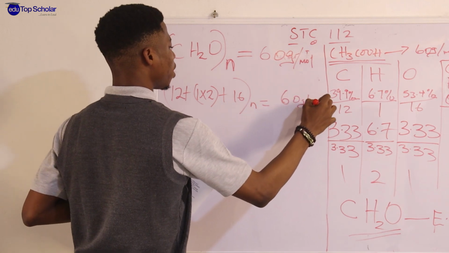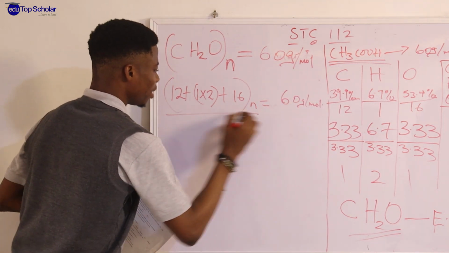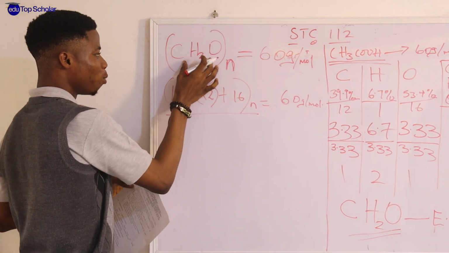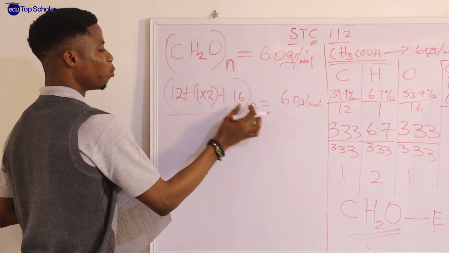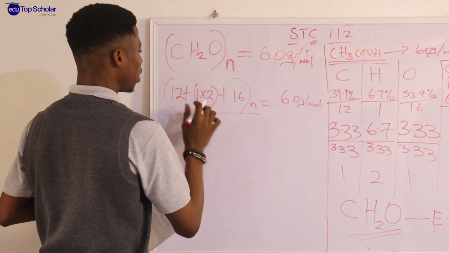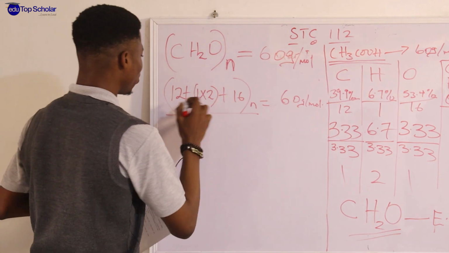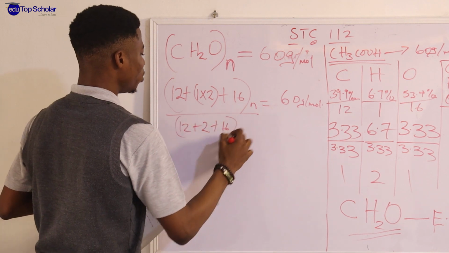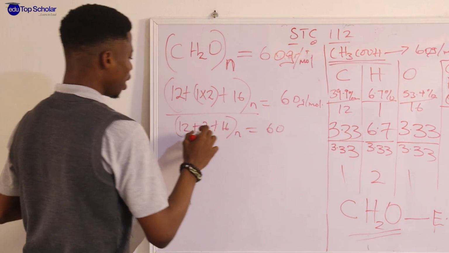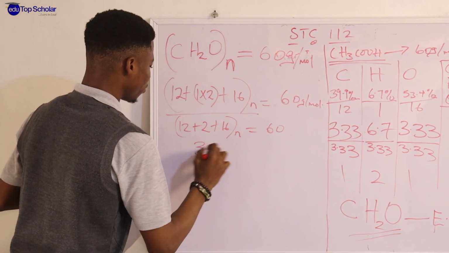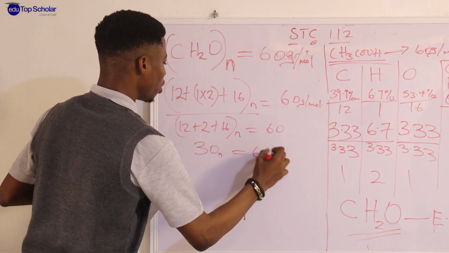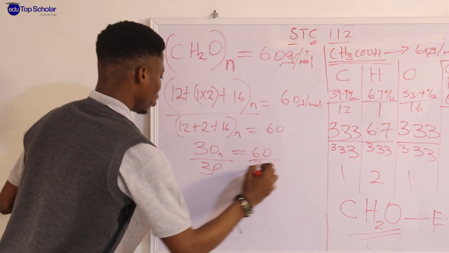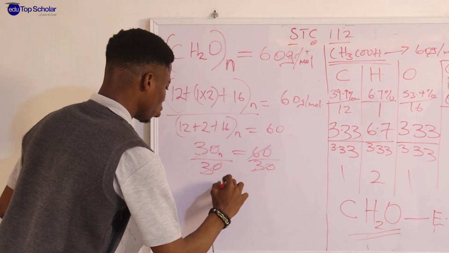Equals 60 gram per mole. Don't forget, this is our molecular formula altogether with this N, but this here is the empirical formula. So we need to get the value for this N and multiply it with this to get our molecular formula. So we add it up, 12 plus 2 plus 16, all times N equals 60. Then we have 14 and then 30, so 30 times N equals 60. To get our N, we divide both sides by the coefficient of N, so our N equals 2.